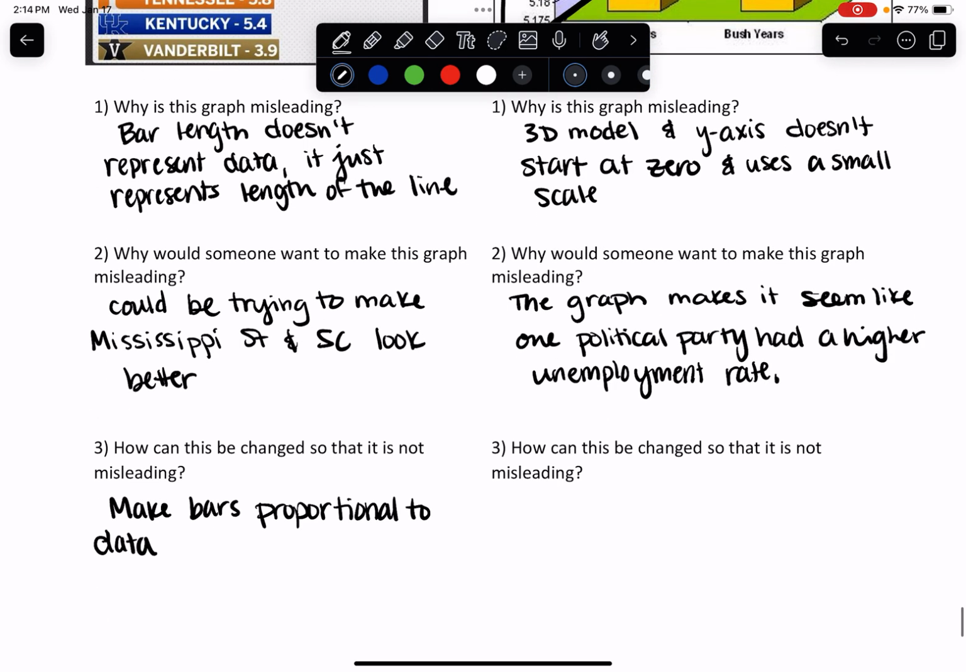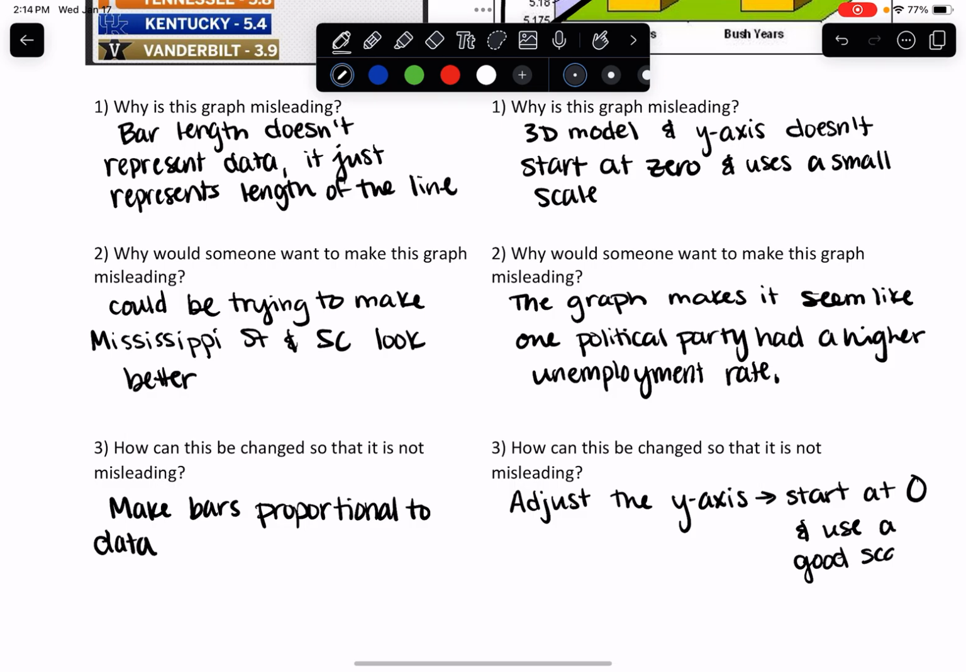So how can we change it so that it's not misleading? Adjust your y-axis. We want it to start at 0 and use an appropriate scale. We also want to get rid of the 3D effect. So, in order to properly represent our statistics, it's important that our data displays do that. So, this is why everything that we just went over in Unit 1 is so important.